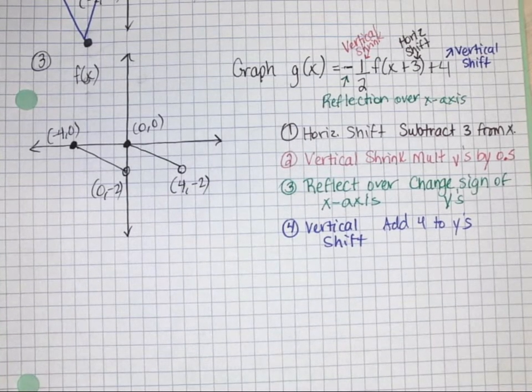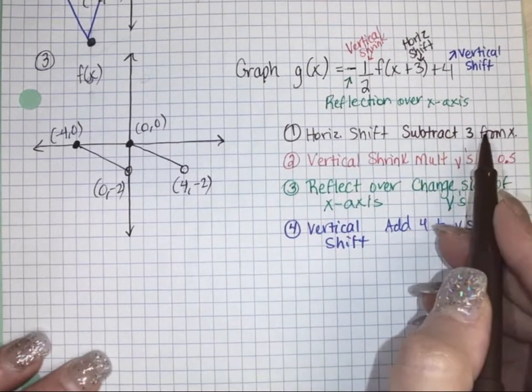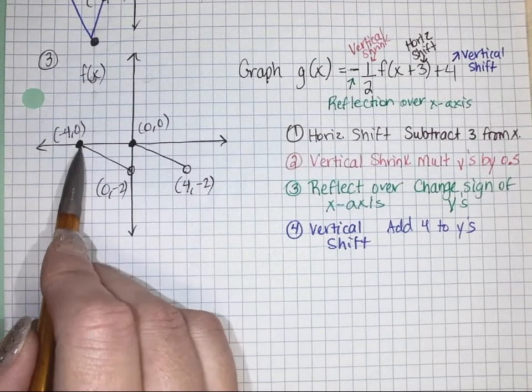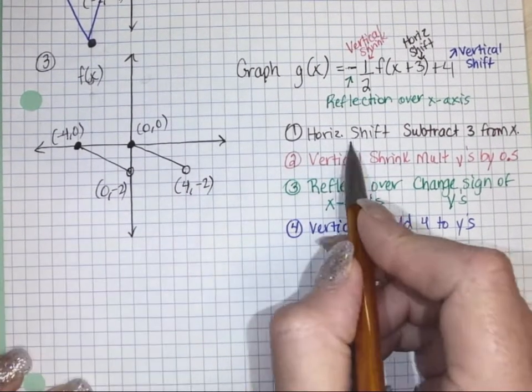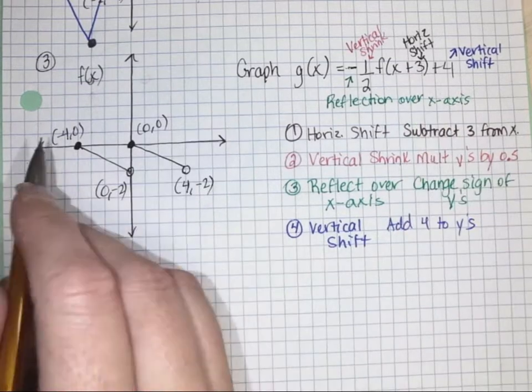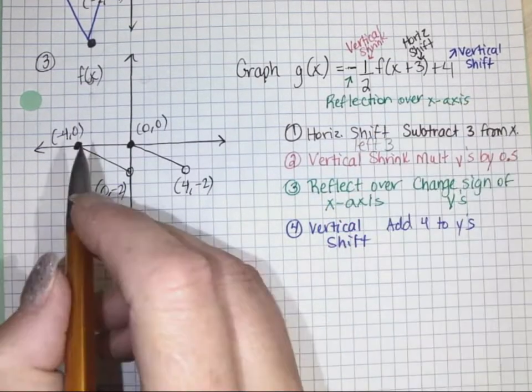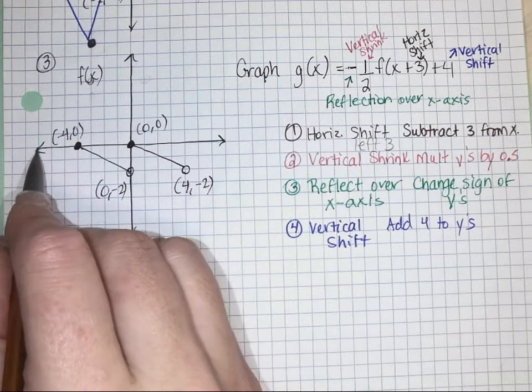So step 1, we have a horizontal shift. So I'm going to take every point. Let's start here. If I've got a horizontal shift to the left 3 places, I'm going to move this point left 3. So 1, 2, 3.